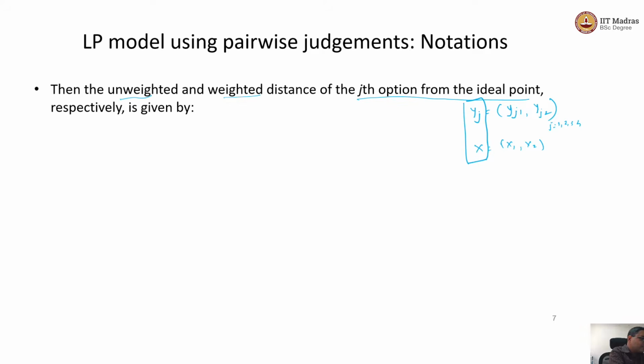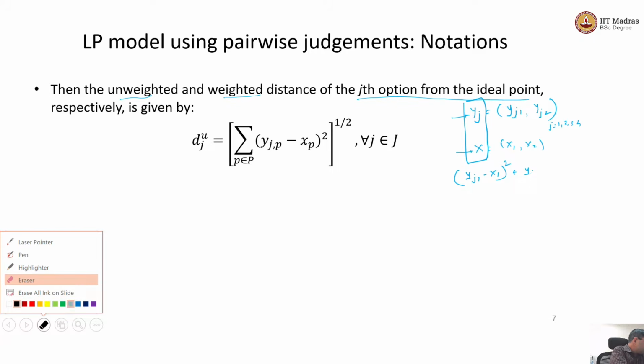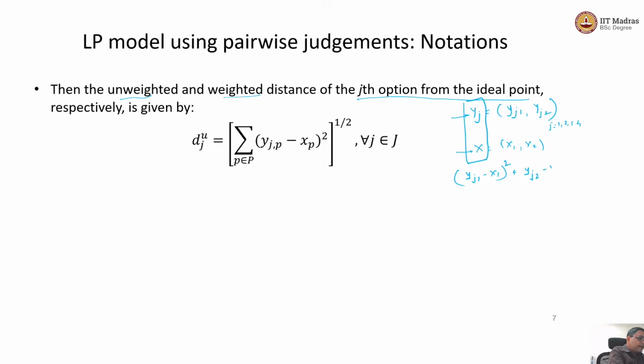These are the 2 points. yj is the coordinate of the jth location. x is the coordinate of the ideal location. How is the distance going to be calculated? Distance is going to be calculated using this Euclidean distance measure. How does that work? It is essentially yj1 minus x1 whole squared plus yj2 minus x2 whole squared, and we will take a square root of this, which is what is specified here.